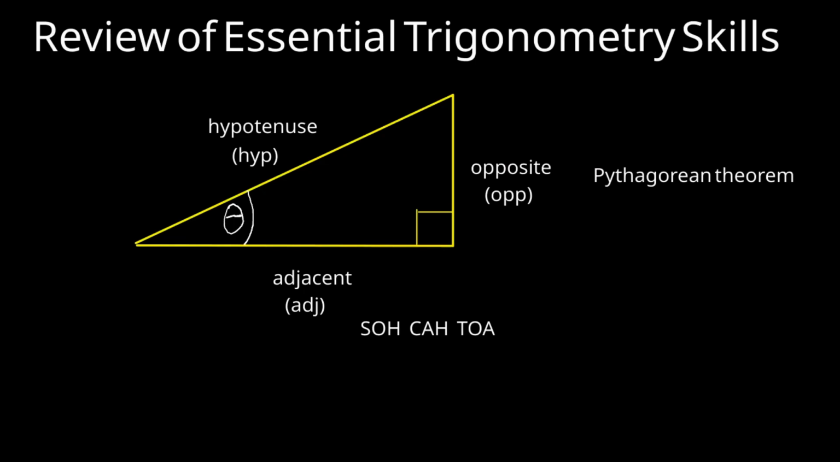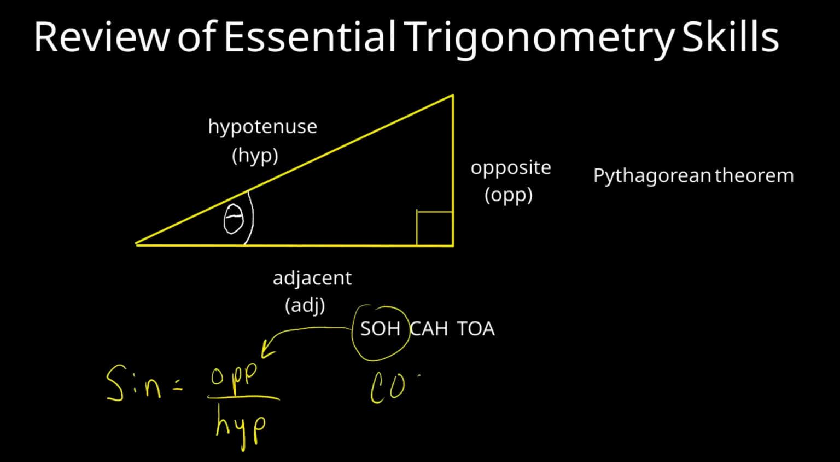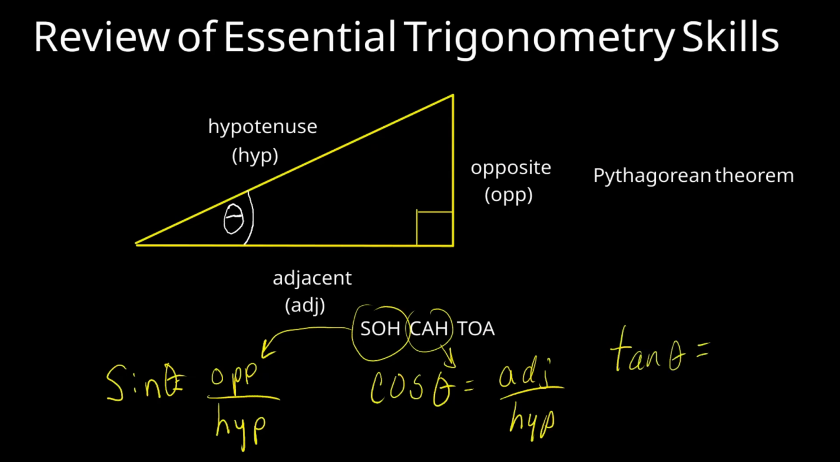Okay, most of you have learned SOH-CAH-TOA, where sine is equal to opposite over hypotenuse, cosine is equal to adjacent over hypotenuse, and tan is equal to opposite over adjacent.